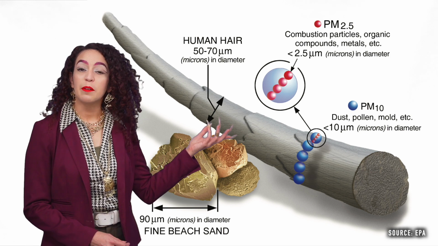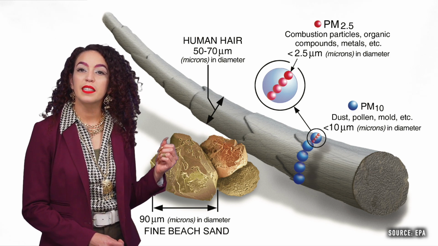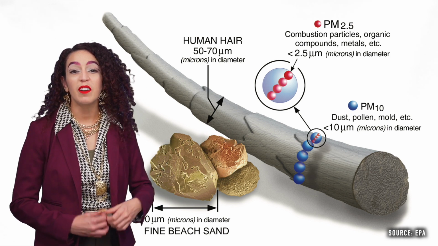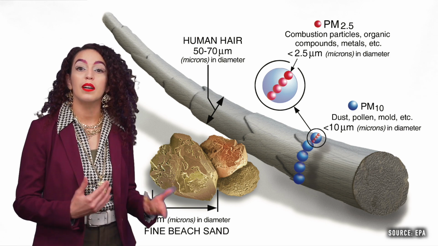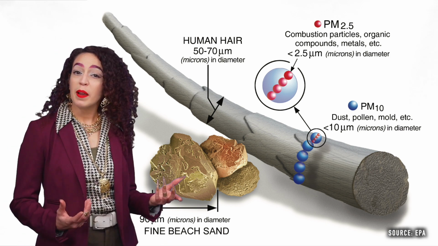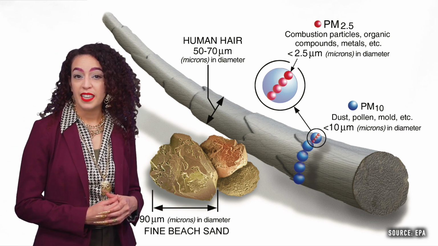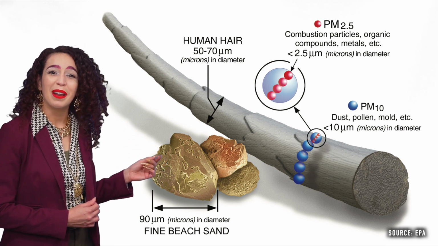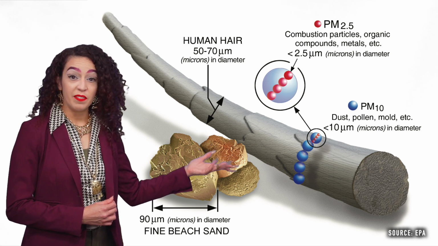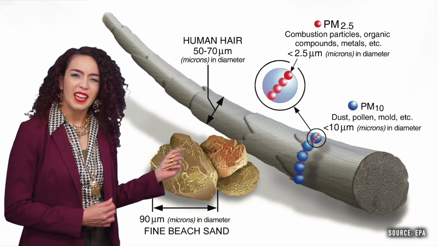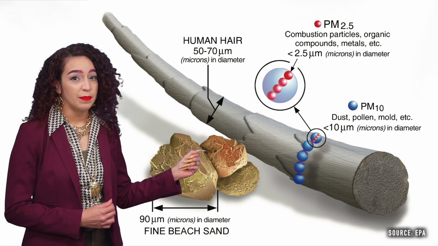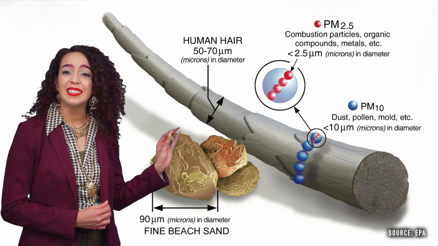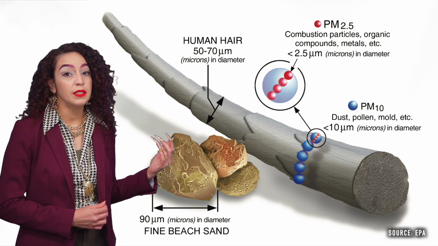Here we can see a comparison of different particulate matter sizes compared to a human hair, which is about 50 to 70 micrometers, also called microns, in diameter. For perspective, there are 25,000 microns in an inch. The lump in the bottom here, that's a grain of beach sand, about 90 microns. The little blue spheres that can fit comfortably on the human hair, that's the larger particulate matter PM10, which is particulate matter with a diameter less than or equal to 10 microns and includes things like combustion from gasoline and wood burning, dust, and pollen.